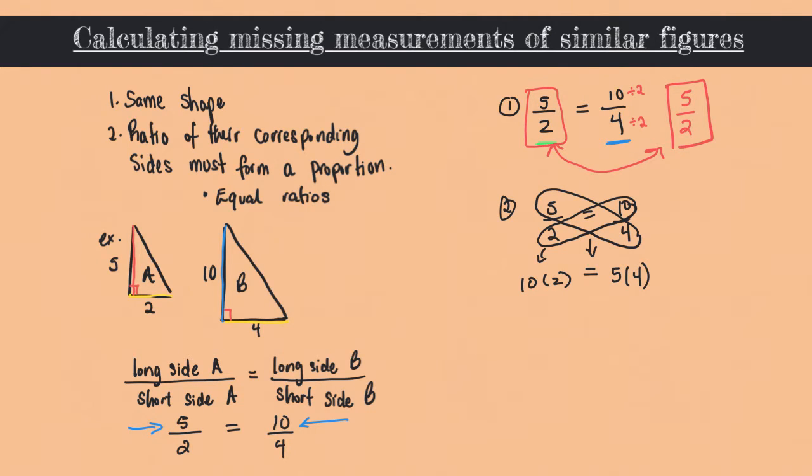Perhaps if I did it in different colors, you can see it a little bit better. So here we go. All right, so now let's go ahead and look at what those products actually are. 10 times 2 is 20. And that is equal to 5 times 4, which is also 20. It should be, right? Is 20 equal to 20? Well, yeah, it is. So this is another method, and this is the method that we're going to be using, the cross multiplication method, when it comes to calculating missing measurements of similar figures. So let's keep going, and we're going to practice this a little bit, okay?